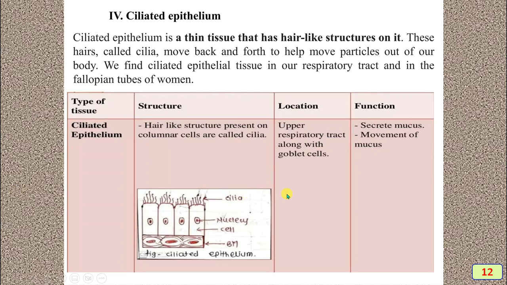So the location of these cells is the respiratory tract and also the fallopian tube, etc. Then the function is, number one, to secrete mucus and move the mucus. Both are ciliated epithelial cells. In the upper respiratory tract, these cells have the function of eradicating dust and other unwanted materials, so they do not enter the respiratory tract.